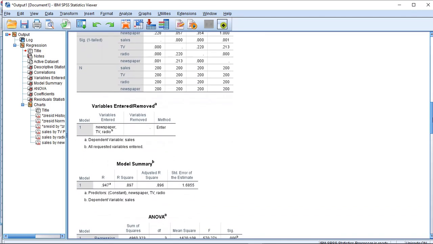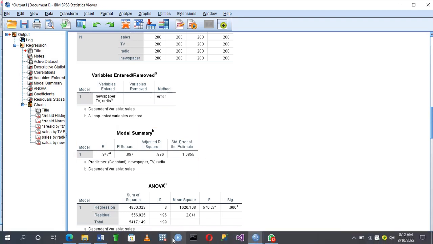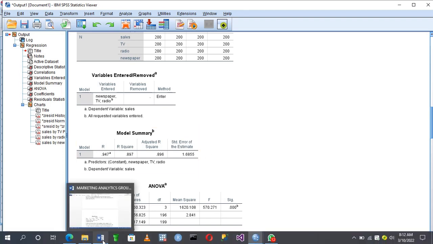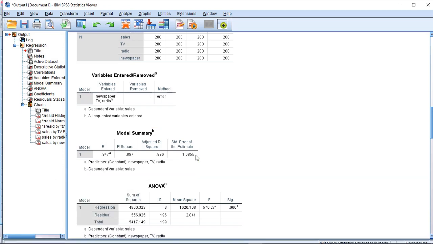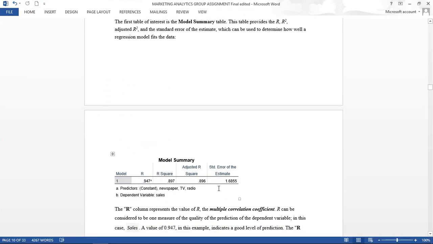The next thing we are going to look at is the model summary. This is our model summary. This is where we see whether our model was really a good model or not. So I'm going to explain using the write-up. The model summary provides R squared, adjusted R squared and the standard error, which can be used to determine how well the regression model fits the data.